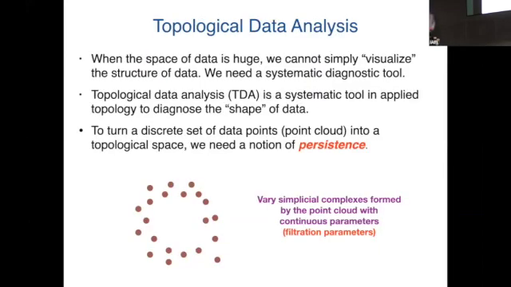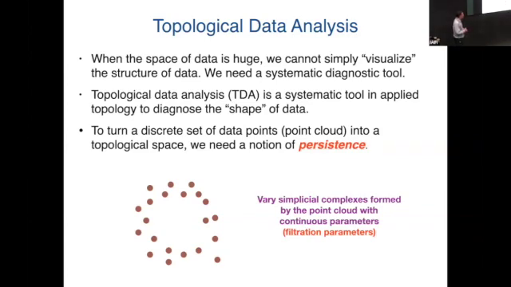So now we can easily characterize the topology of data. Jesse already gave the answer right away for two-dimensional examples. And this is the case when the dimension of the data space is small. But when the dimension of the data space is huge, we can no longer simply visualize the structure of data. So topological data analysis, or TDA in short, is a tool in computational topology that was designed to diagnose the shape of data.